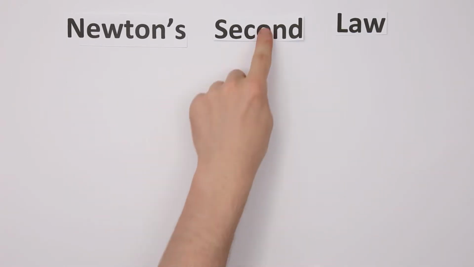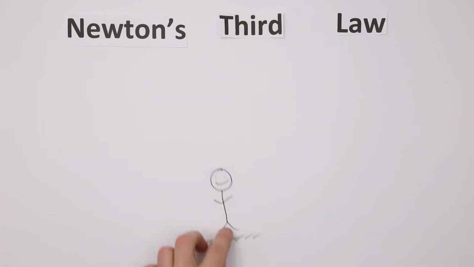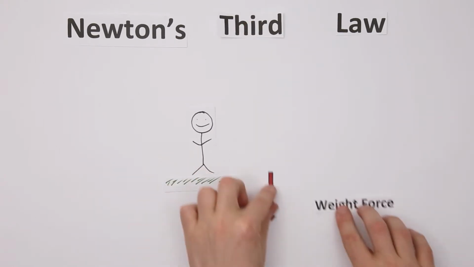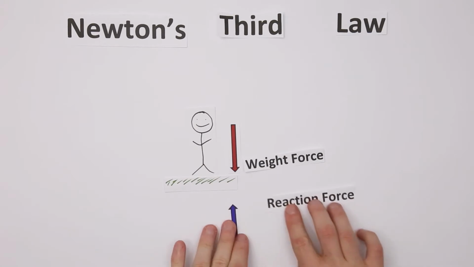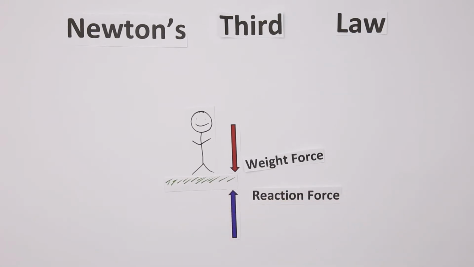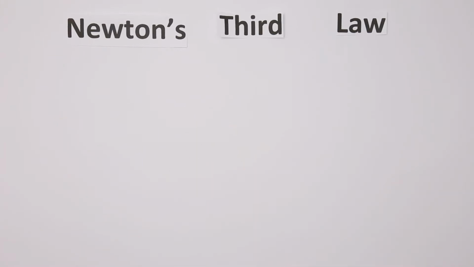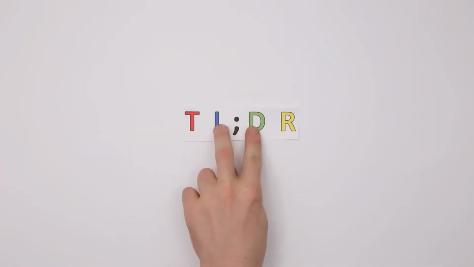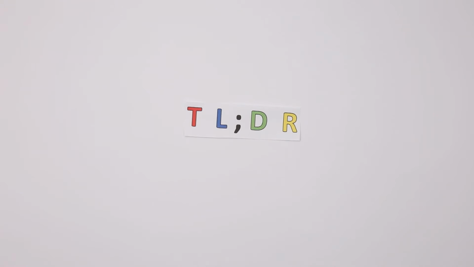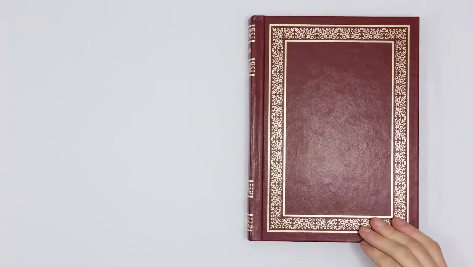And lastly, Newton's third law is a bit more complicated. It shows us that for every action, there is an equal and opposite reaction force. This can be represented when you stand up. Your weight is a force on the ground, and the ground provides a reaction force back at your feet to support your weight. Now, if that summary isn't enough for you, then in today's episode of TLDR, we go deeper into Newton's three laws of motion and some simple applications.